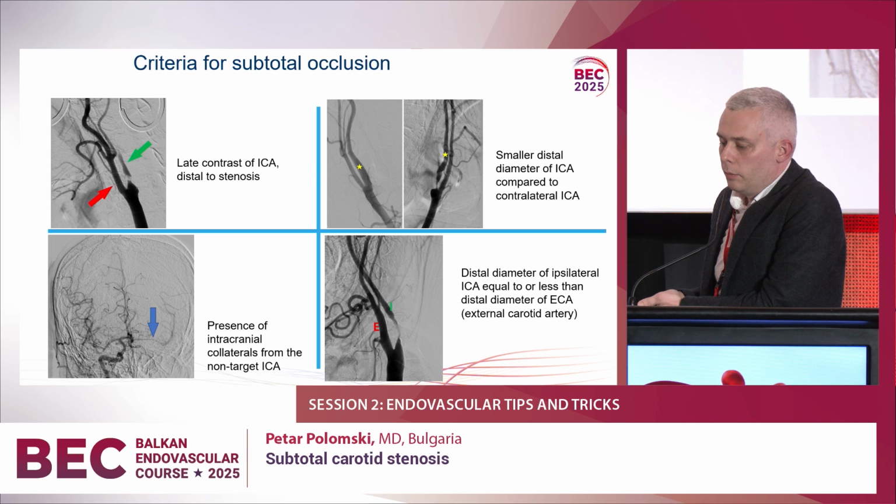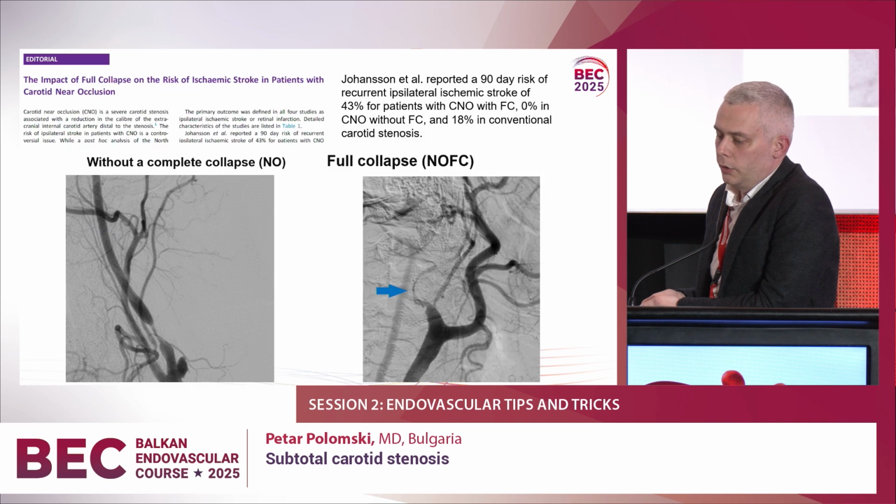There are four most frequent criteria for subtotality of carotid occlusion, and here you may see them: late contrasting of the internal carotid artery distal to the stenosis, smaller distal diameter of the internal carotid artery compared to the contralateral one, presence of intracranial collaterals, here you can see part of the collaterals of the circle of Willis, and a distal diameter of the ipsilateral internal carotid artery that is equal to or even smaller than the ipsilateral external carotid artery.